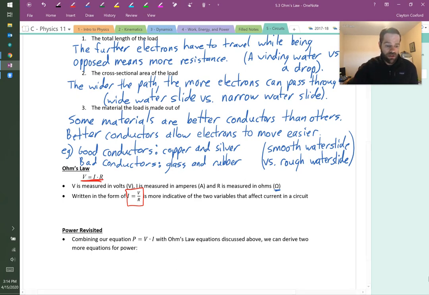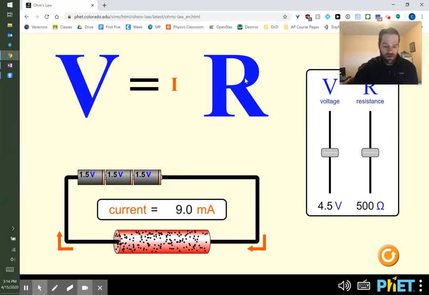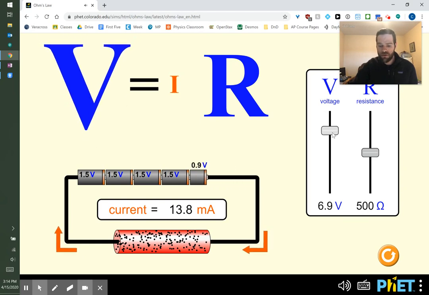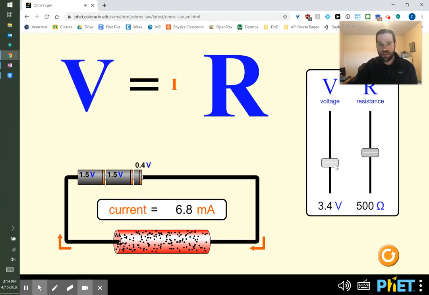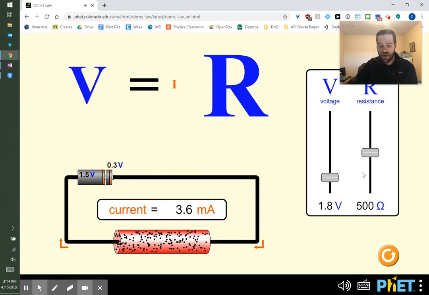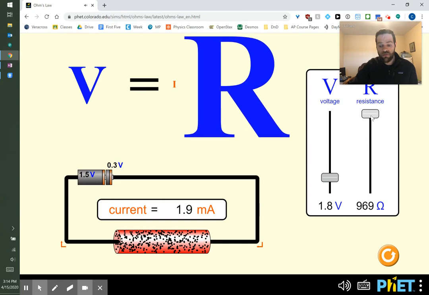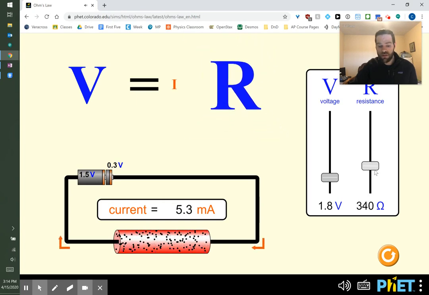And if we think back to our Ohm's law lab, we see that as we increase the voltage, we have more current, we have a faster flow of electrons, and if we reduce the voltage, we have less current, less flow of charges. Similarly, or inversely, if we increase the resistance, we have a decrease in current, and if we decrease the resistance, we have an increase in current.